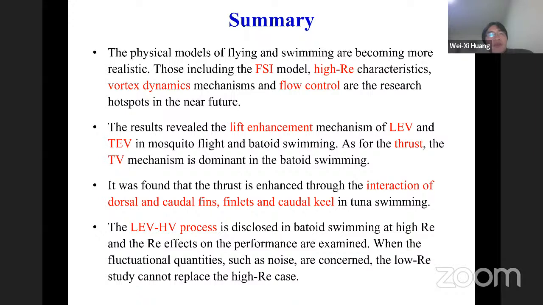So in the near future, the problems including FSI, high Reynolds number effects, wake dynamics, and flow control are probably the interests of people.